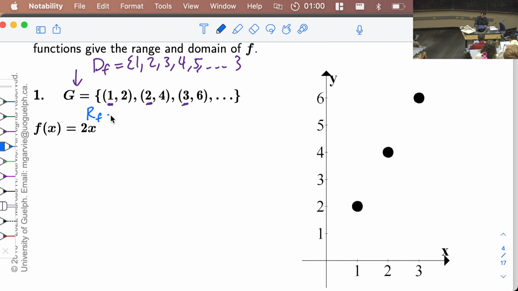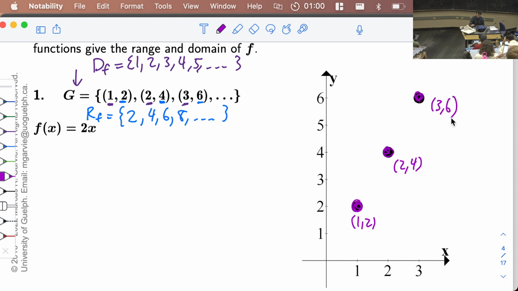So the range of f is going to be what you get when you take 1 and feed it through the function 2x. If x equals 1, then 2x is 2. So the range is 2, 4, 6, 8, and so on. And you see those appear here, 2, 4, 6, and so on. And if you plot them as xy points, you get this nice picture in the plane. So here is 1, 2, here is 2, 4, here is 3, 6, and then it goes on forever. So that's the function f of x equals 2x, but watch out because the domain is not what you expect. The domain is just the natural numbers. That's how you would specify it.